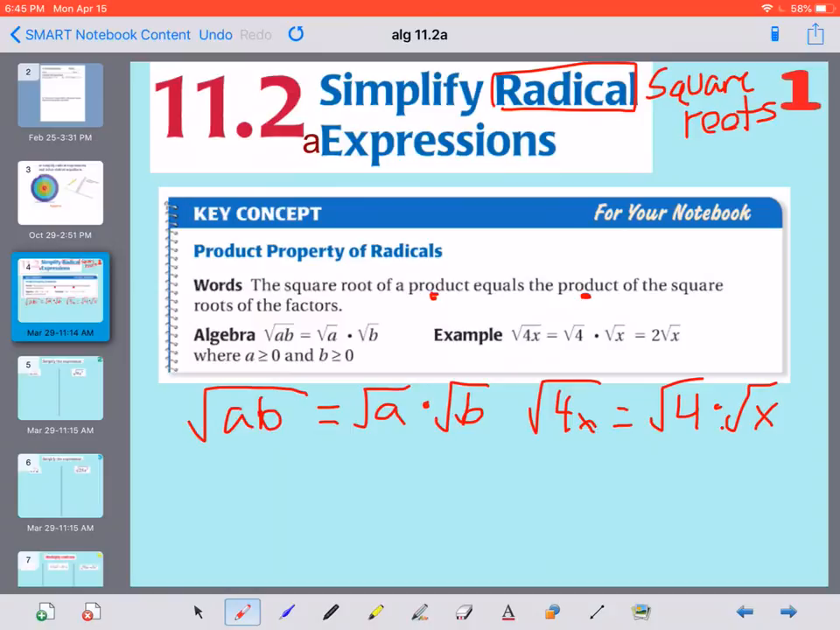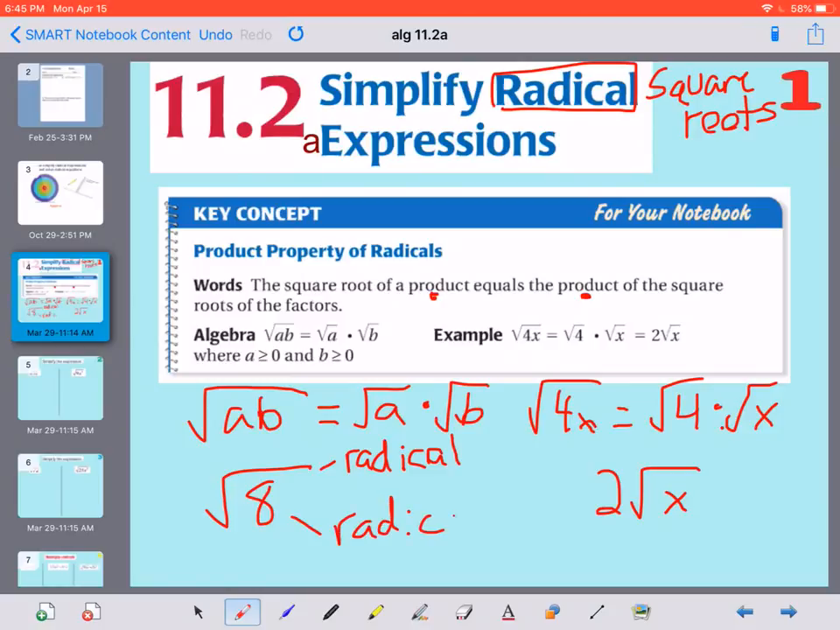We know what the square root of 4 is. We know that that's 2. Then we have the square root of x. Now, when we have a square root, the square root sign is the radical. The 8, or the number inside, is called the radicand. So let's try some of these.